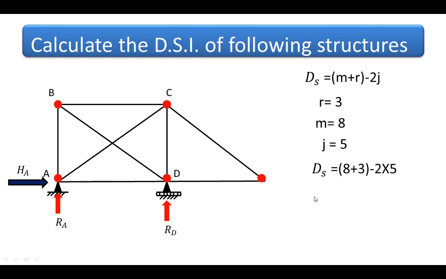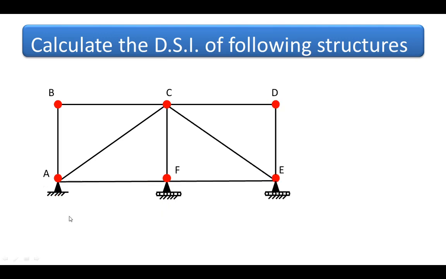Then ds is equal to, put all these values into this formula, M is equal to 8 plus R is equal to 3, bracket complete, minus 2 into the number of joints, which is 5. So here ds is equal to 5.